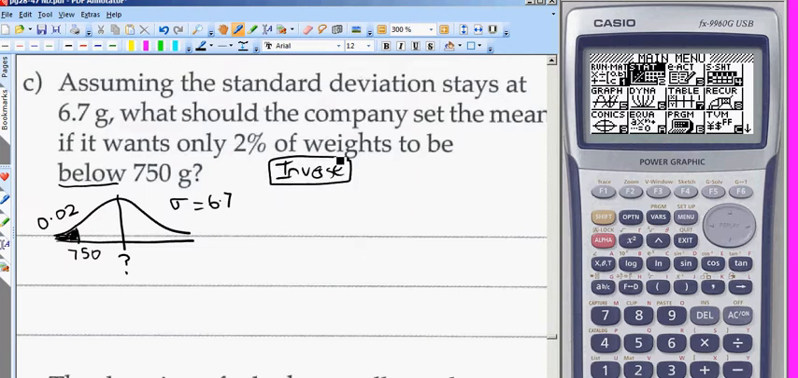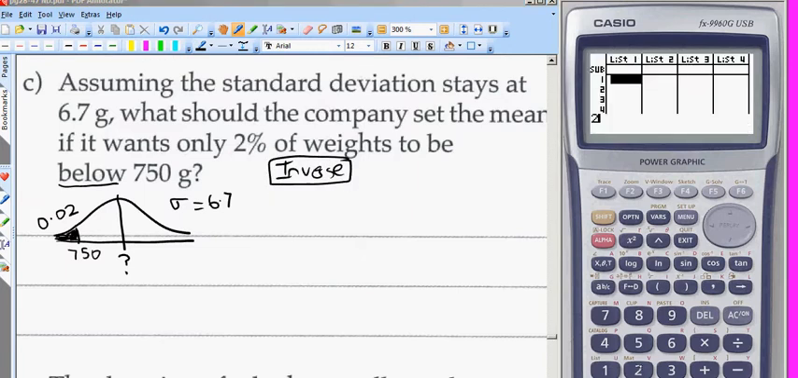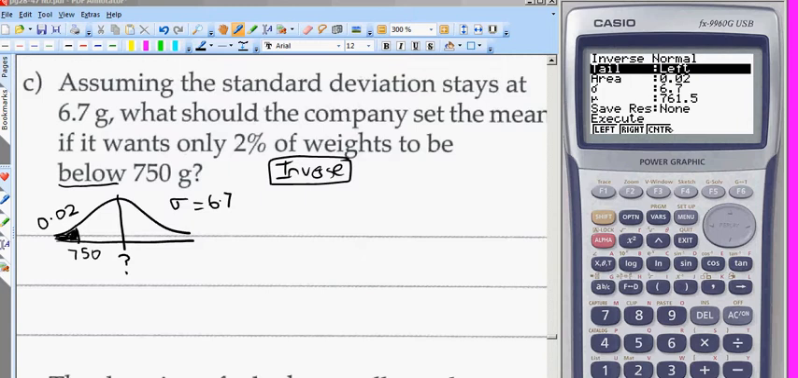So we're over to the calculator, menu 2, we want distribution, normal, inverse. Now it's definitely a left tail, 2%, standard deviation of 6.7, but the problem is we now don't have a mean because the question wants us to have a new mean and we don't know the mean. So when we get to this stage we have a problem.